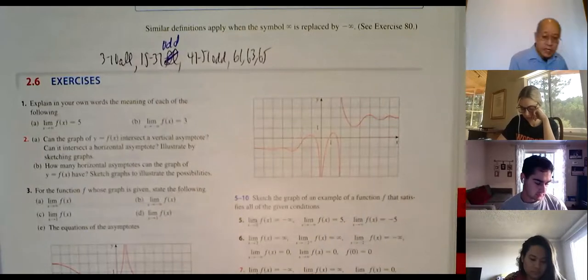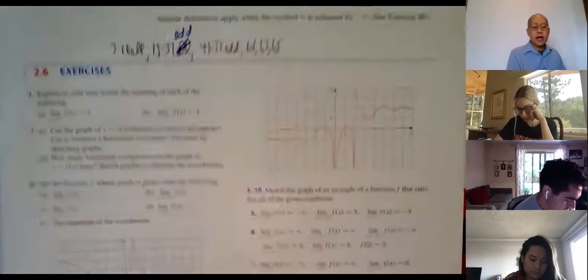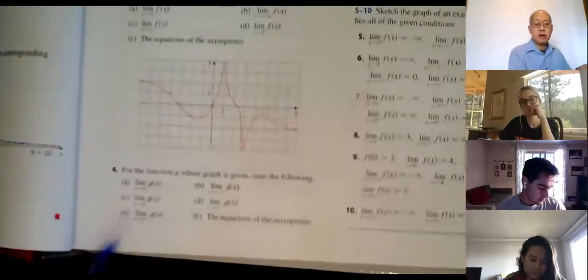C, limit as x approaches 0. And it's two-sided. Okay, how do I know it's two-sided? There's no plus or minus symbol.